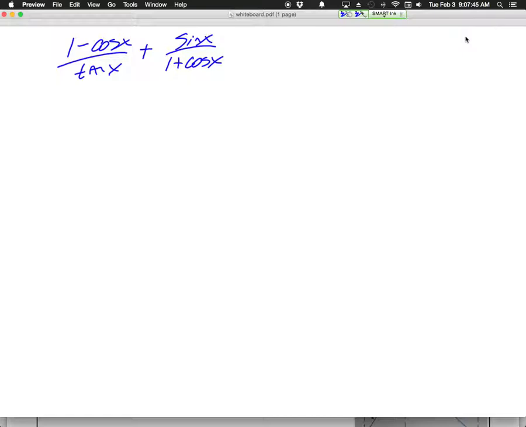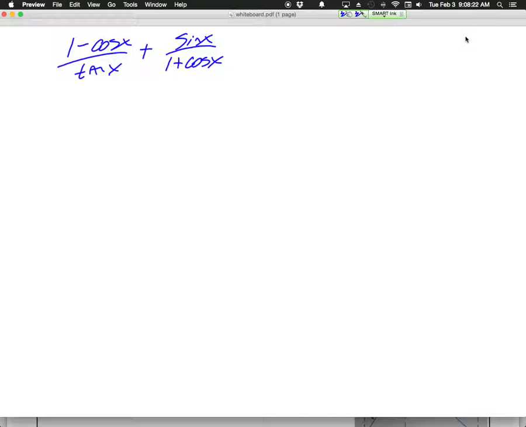I have 1 minus cosine over tangent plus sine over 1 plus cosine. So hopefully you notice that this one starts out a little bit different than the other three did. You would think that, but in this situation, with the way it starts, we don't want to do that just yet. We eventually do, but not yet. How is this problem different than the previous three? It starts out as fractions.